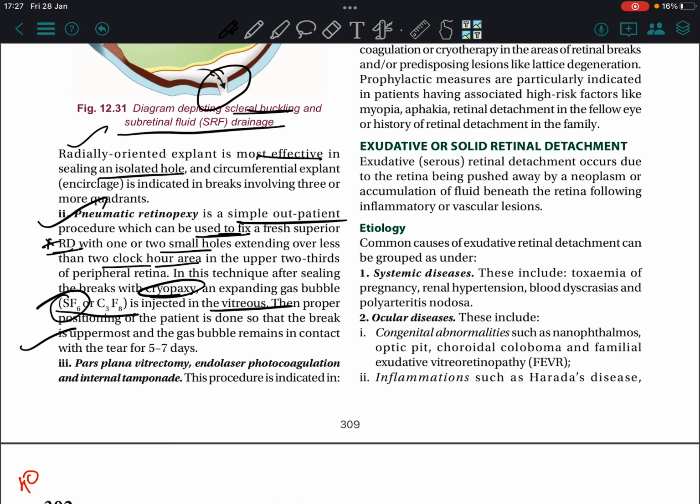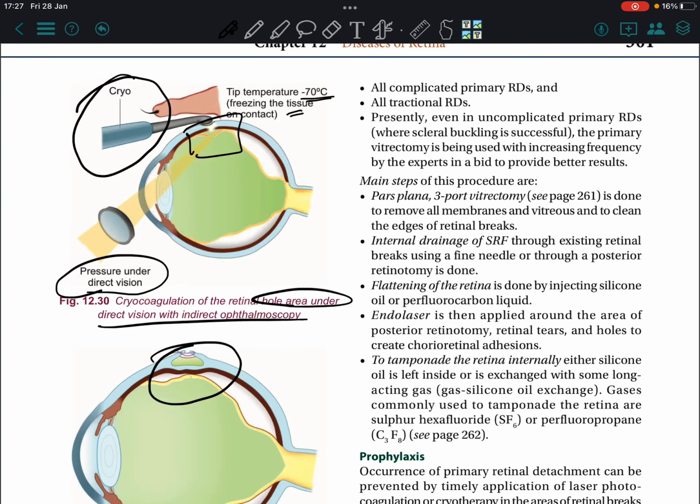Pars plana vitrectomy, endolaser photocoagulation and internal tamponade may also be done in all complicated primary RDs and all tractional RDs.